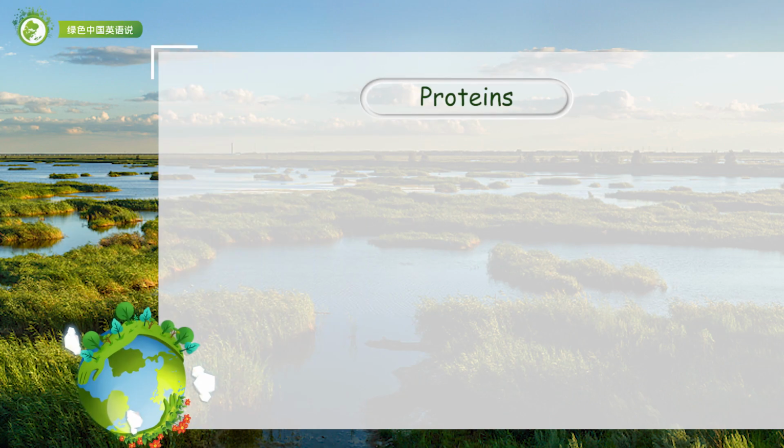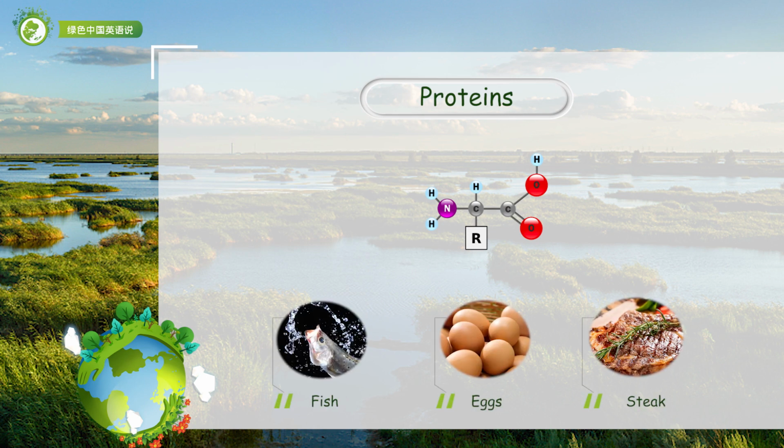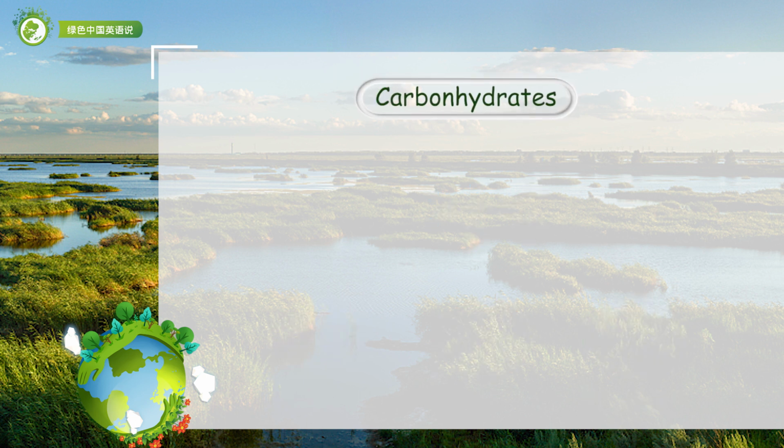The first ones are proteins. Proteins are made from long chains of amino acids, and we think of the foods that are high in protein: fish, eggs, and steaks. The second organic category are carbohydrates.